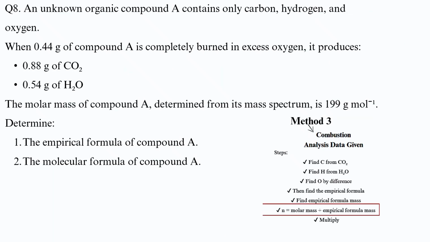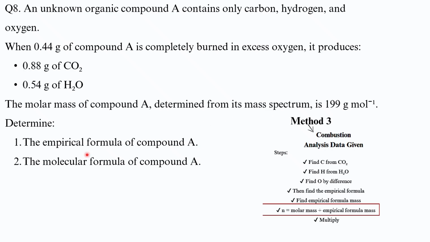Now in method 3, you will be provided with the combustion analysis data. As you can see in this question, the question given is as follows. An unknown organic compound A contains only carbon, hydrogen and oxygen. When 0.44 gram of compound A is completely burned in excess oxygen, it produces this much gram of carbon dioxide and this much gram of water. Now, the given data is the molar mass of compound A determined from its mass spectrum, which is 199 grams per mole.